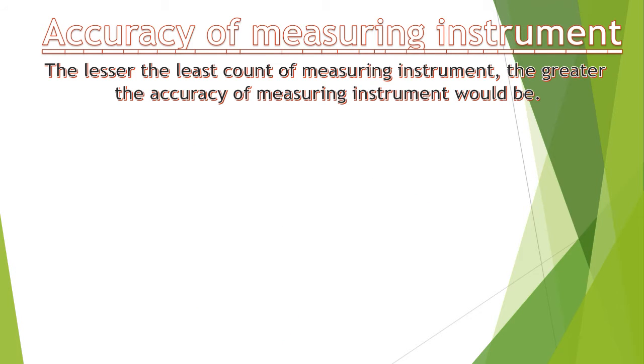Accuracy of the measuring instrument, this was our third question. The lesser the least count of the measuring instrument, the greater would be the accuracy of the measuring instrument. This is again very important. For example, we have Vernier calipers and screw gauge. The least count of a Vernier caliper is greater than that of a screw gauge, and the Vernier caliper is less accurate as compared to the screw gauge.